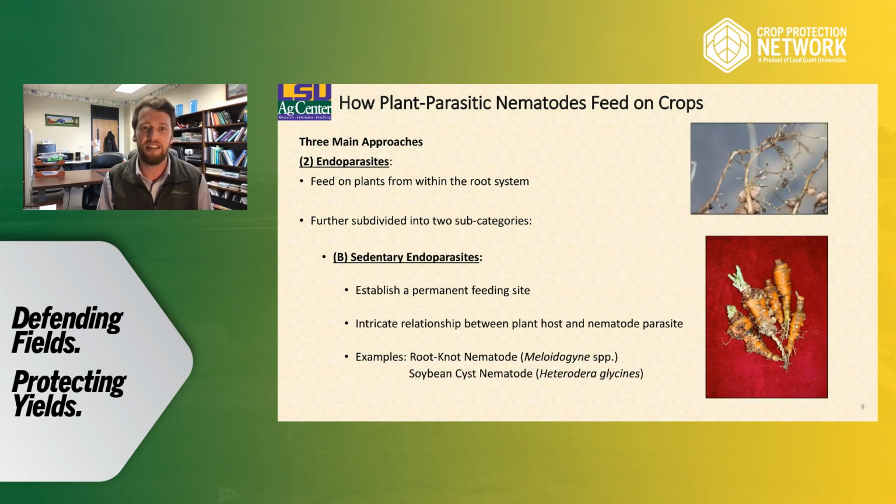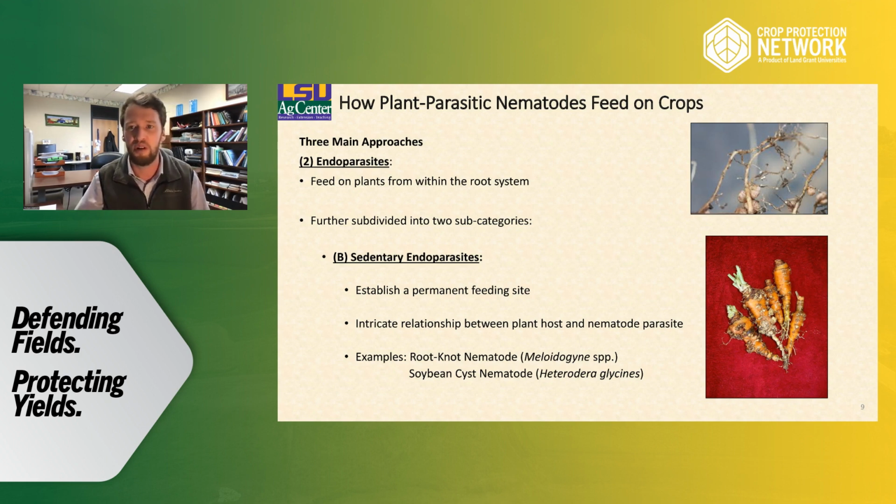We also have sedentary endoparasites. These establish a permanent feeding site. They do not continue to move around as they feed. This involves an intricate relationship between plant hosts and the nematode parasite. Examples of that would be the root knot nematode, Meloidogyne species, which we will be talking about in quite a bit more detail today, and the soybean cyst nematode, Heterodera glycines.